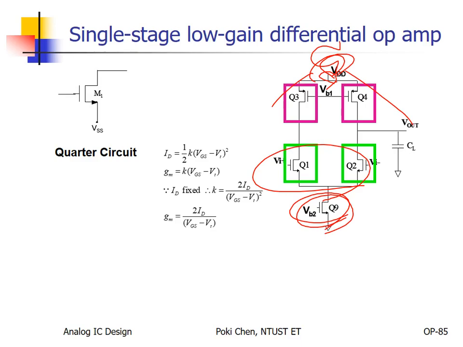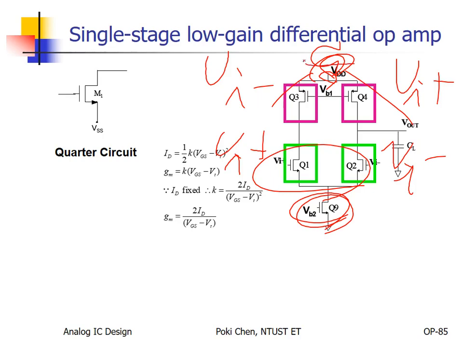So if you would like to apply Vi plus, Vi minus, Vi minus, Vi plus, and also another current source there, the gain will be much higher. But the input operation range will be reduced.